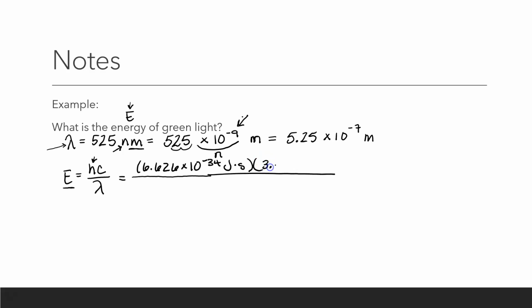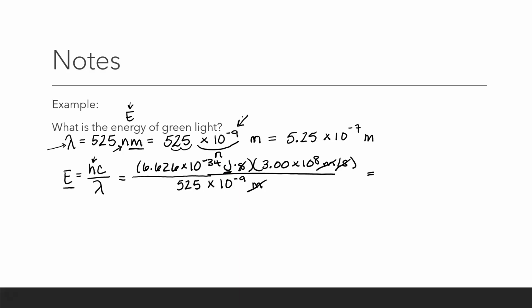The speed of light is 3.00 times 10 to the 8th meters per second because it's a speed. And then wavelength was given to us, and we rewrote it in terms of meters. So the meters cancel, seconds on top and dividing by seconds cancel. And so we're left with just joules, which is what we know the unit for energy is.